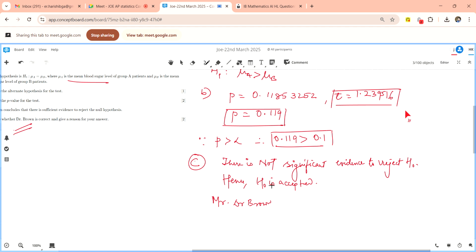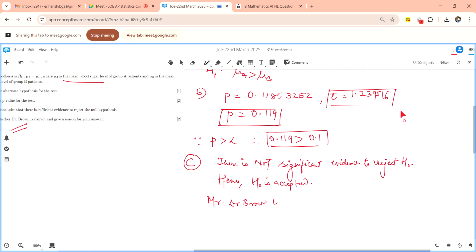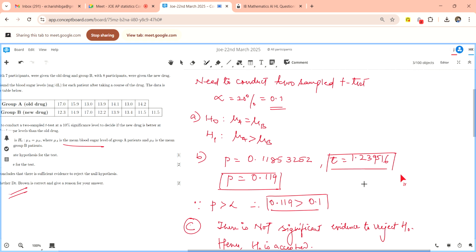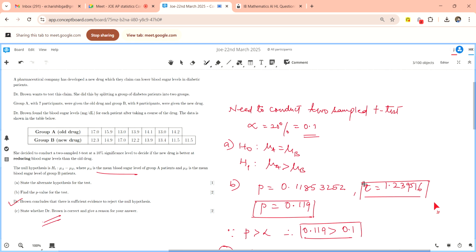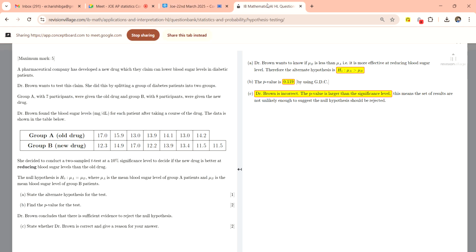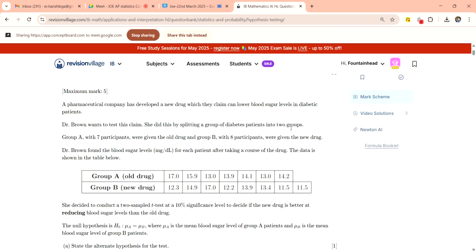Dr. Brown is incorrect here. The new drug is not effective as claimed. Right? Are you getting this? Yeah. Okay, great.